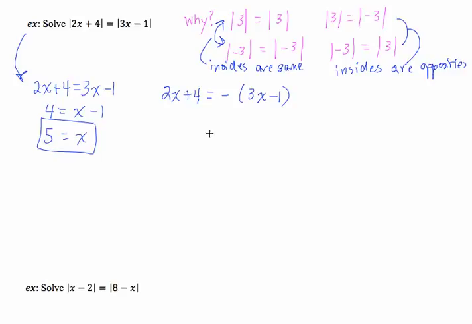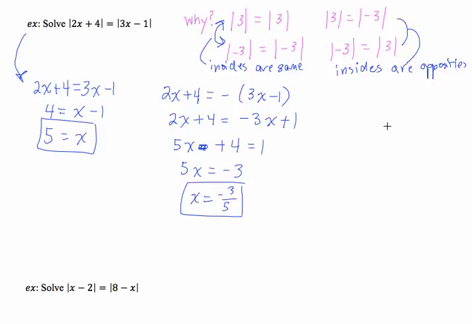And on this equation, first we have to distribute that negative. Then I'll add 3x to both sides and subtract 4 from both sides to get x equals negative 3/5. Now if you're doing one like this and you're not entirely sure, why don't you check your answer?